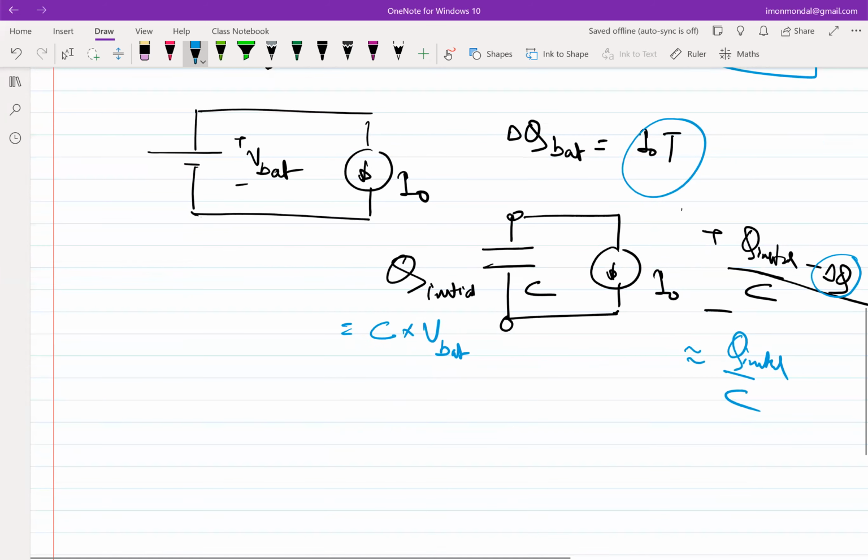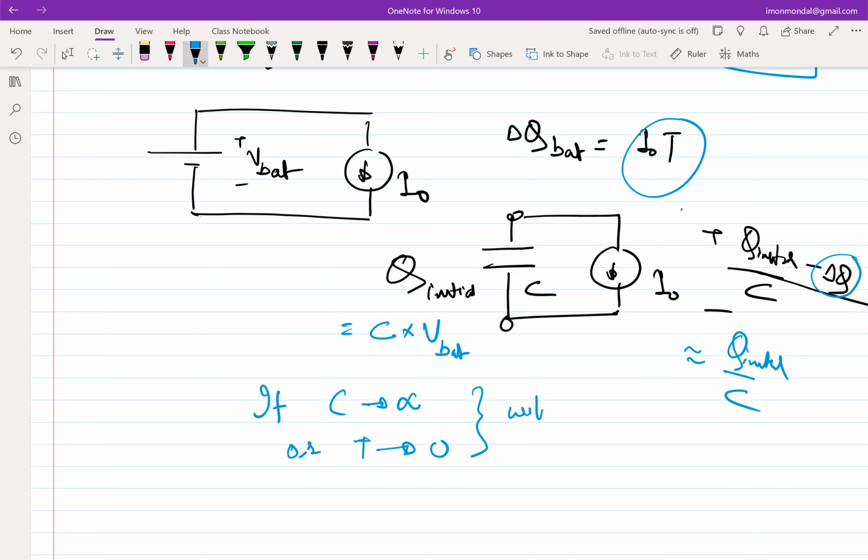So one of two conditions: if C tends to infinity or T tends to 0, we will ensure a capacitor operates like a battery. Okay. So C tends to infinity is not practically realizable, right? Obviously, you cannot make anything infinity. But can this T tends to 0 be realized in our context?